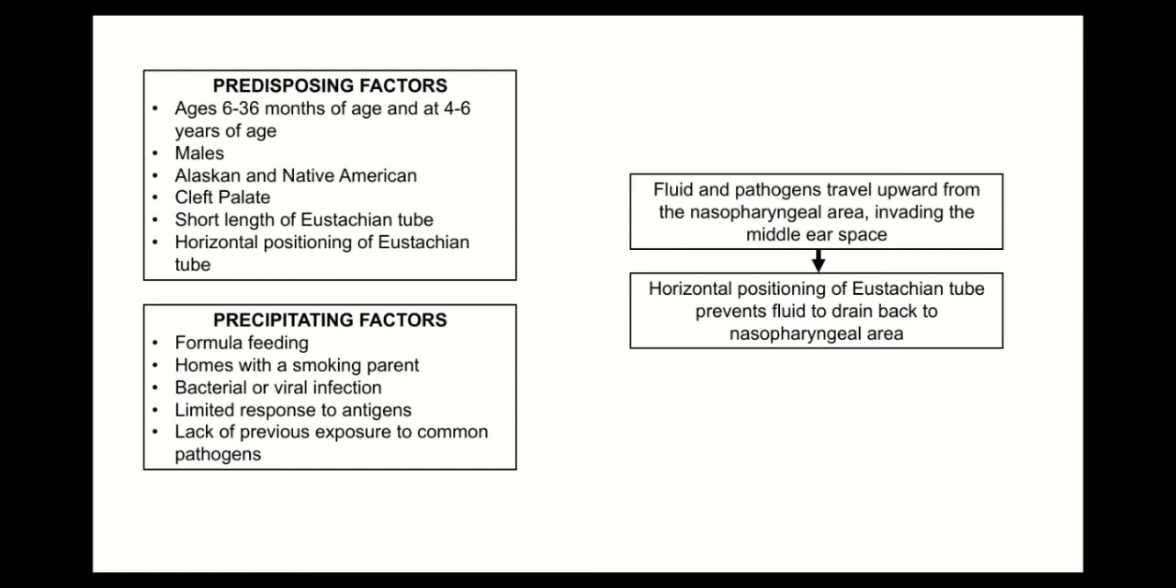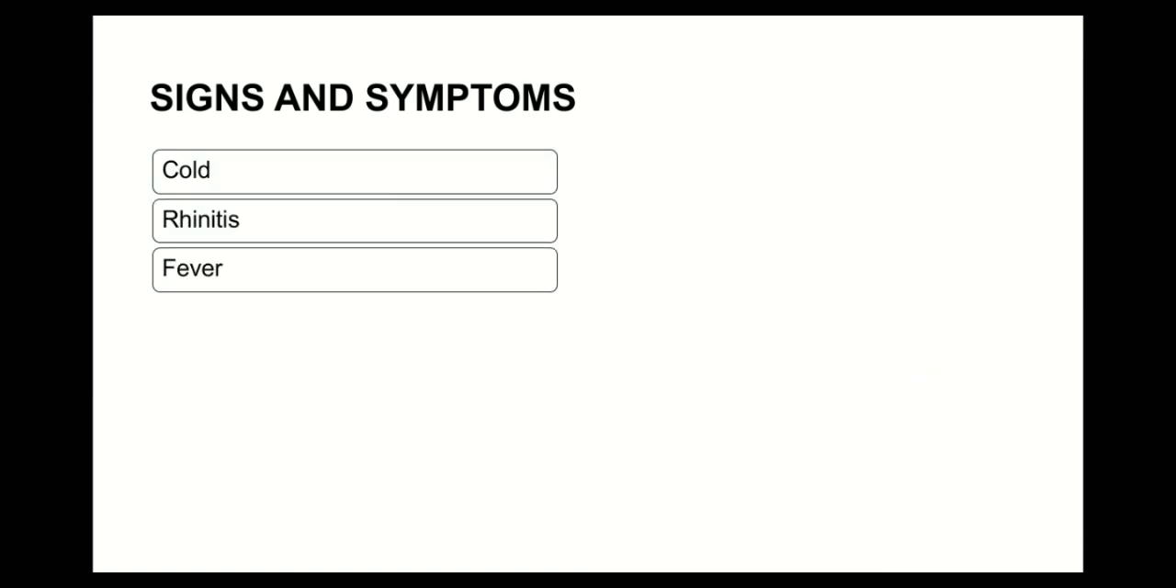So if the pathogens or fluids that enter or invade the middle ear space cannot drain effectively, the pathogens will proliferate and invade the mucosa of the middle ear. So if the pathogens proliferate and invade, it will cause inflammation in that area, which will lead to acute otitis media. So what are the signs and symptoms of acute otitis media?